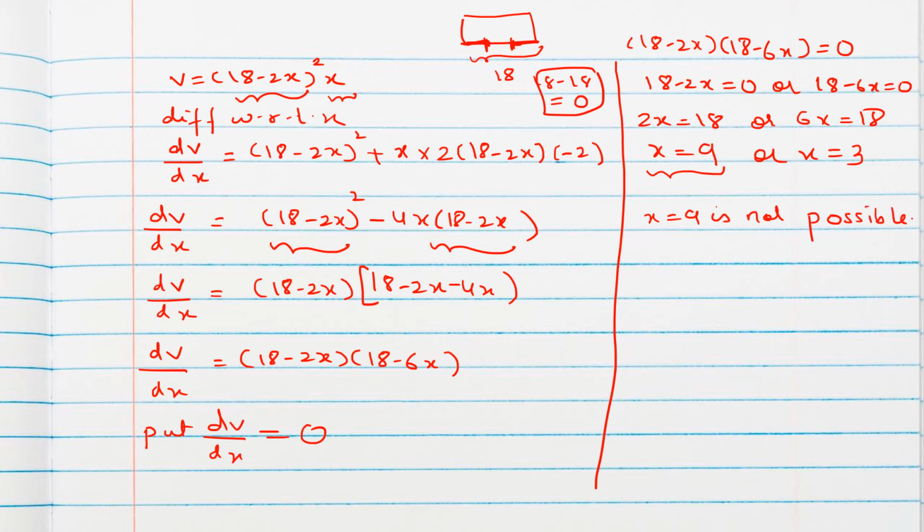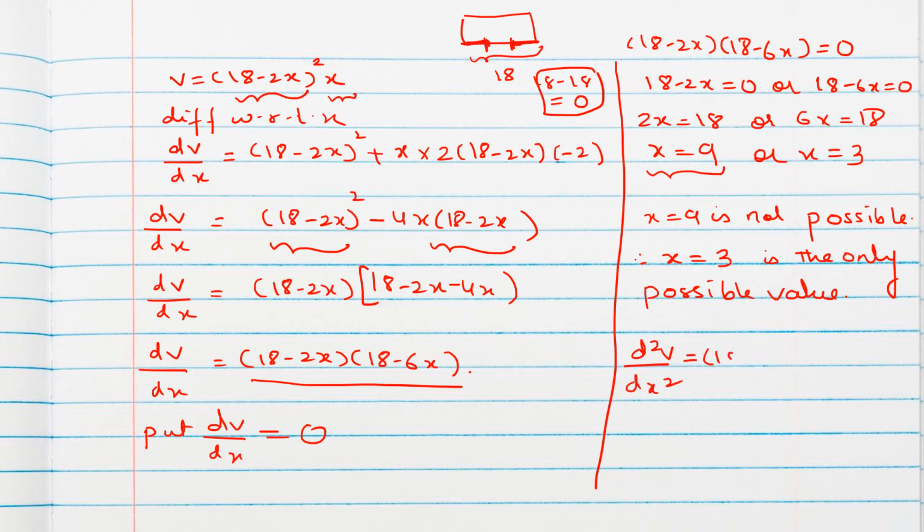So we can write, therefore x equal to 3 is the only possible value. Now at x equal to 3, what will happen to the second order derivative? So second order derivative we should find first. So see, this is our first order derivative. Okay, so we will find the second order derivative. So product rule we can apply. First same, then derivative of the second part, that is minus 6, plus second bracket same, derivative of the first means minus 2.